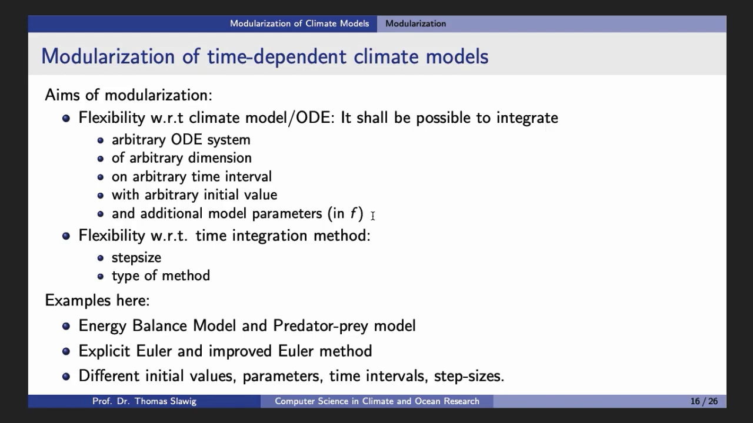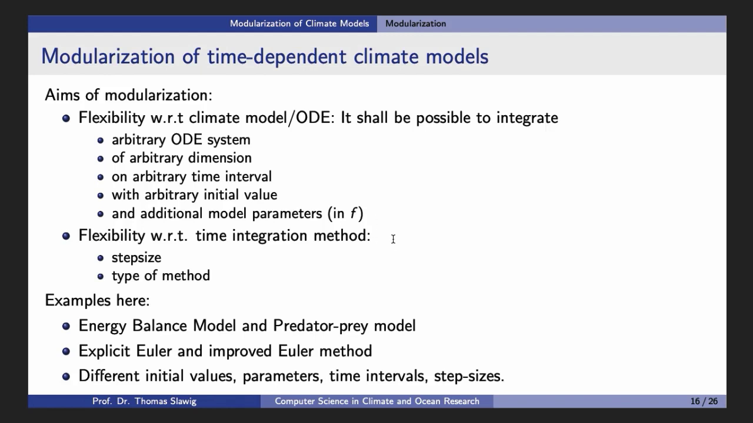And we have to take into account that climate models have parameters inside. Especially for the predator-prey model, we want to play with alpha, beta, gamma, delta, lambda, mu, and we do not want to rewrite the code or have hard-coded constants in the code. We want to easily change these parameters.